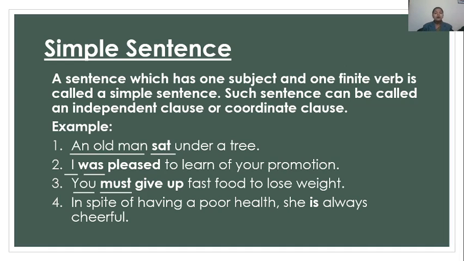Next, look at number 4. In spite of having a poor health, she is always cheerful. Find out the subject. She. And what is my helping verb, auxiliary verb? Is. And what is having? In spite of having. Having is a non-finite participle. You need to revise that topic once again. Non-finite verb. Okay, so here as the sentence has only one subject and one auxiliary verb, what type of sentence is this? This is a simple sentence.